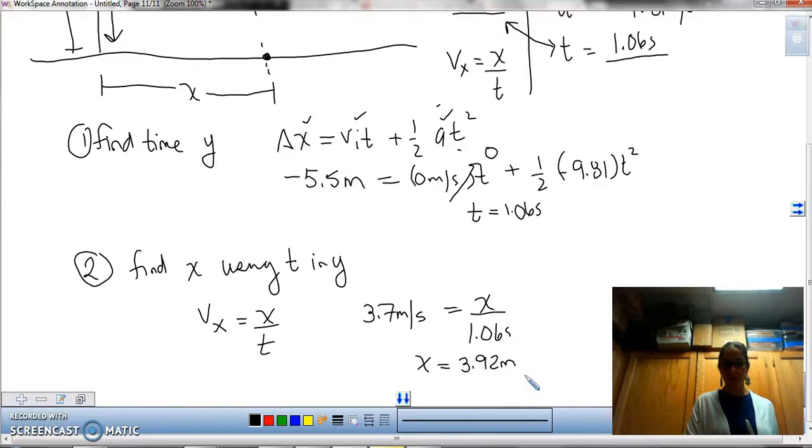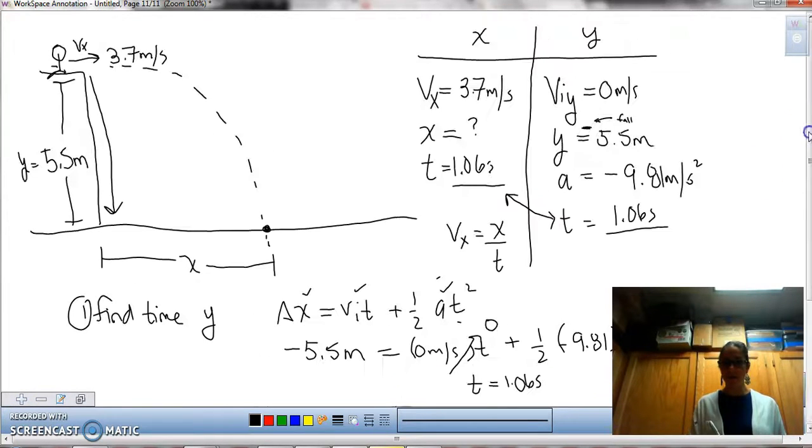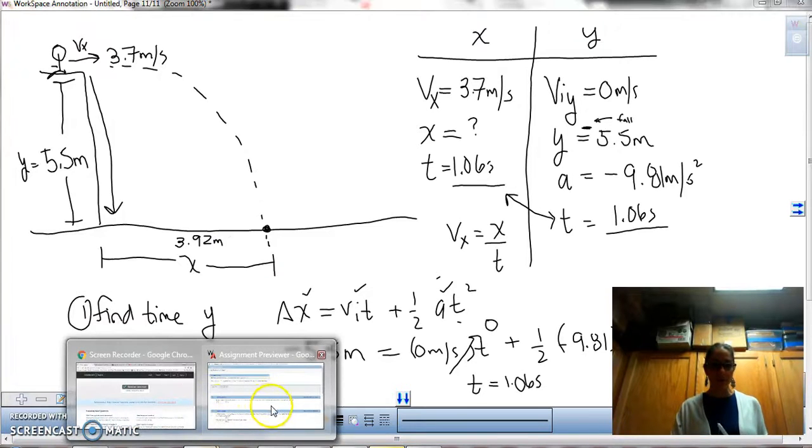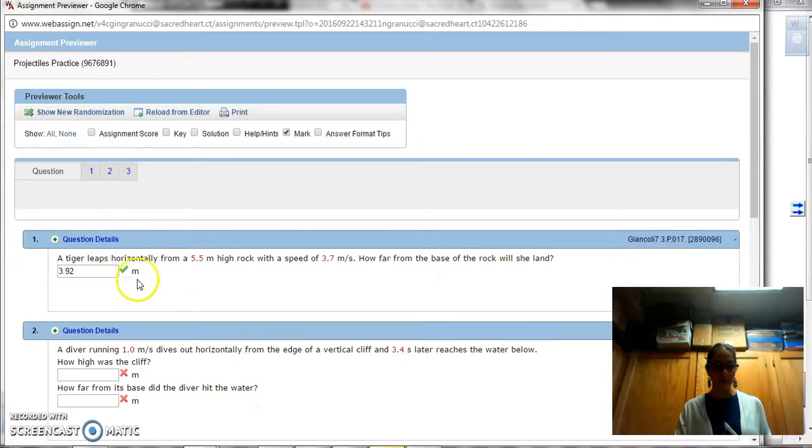And that's going to be in meters, like this. And that represents how far this goes. So this number we calculated is this number right here, 3.92 meters. And just to double check, when we put it in, you can see that is the correct answer. So that's the process we're going to use.